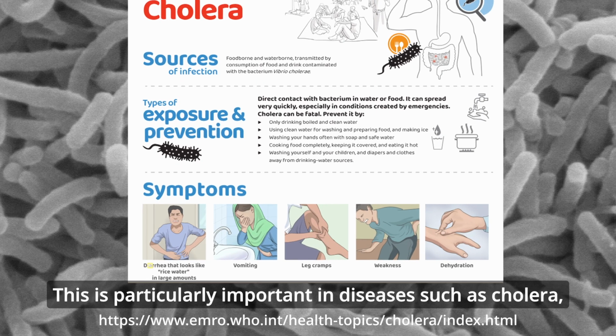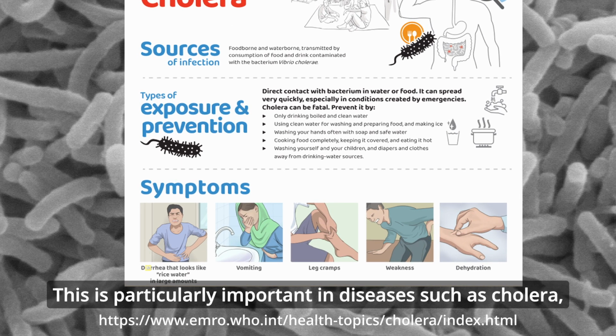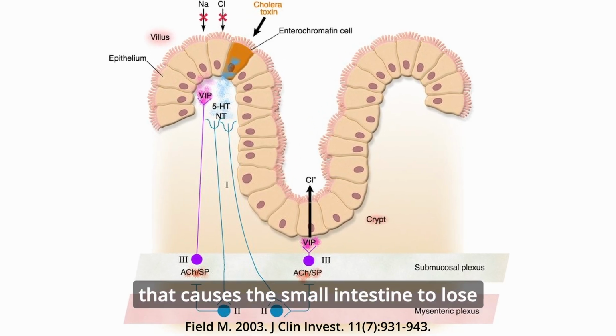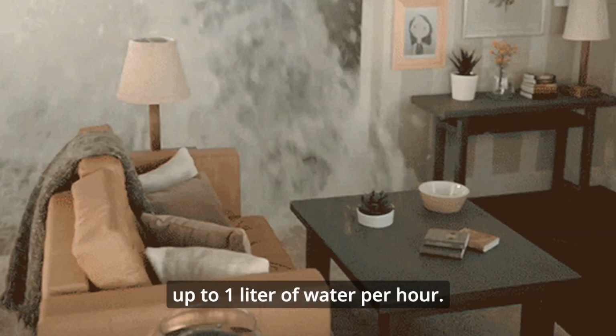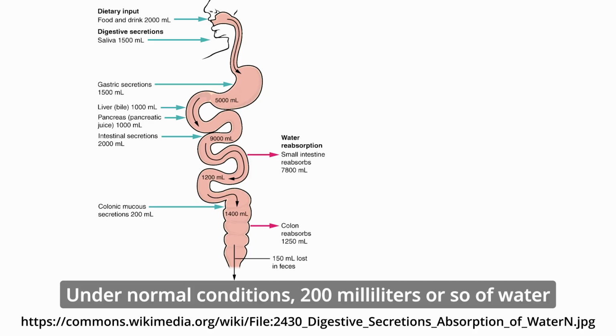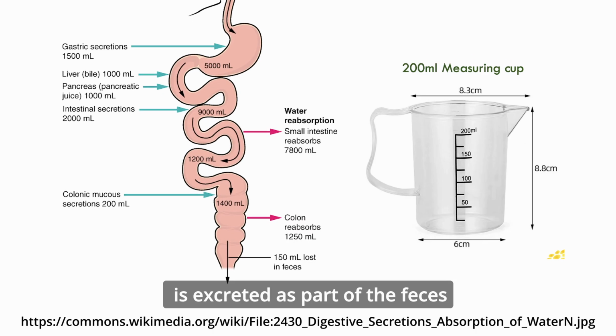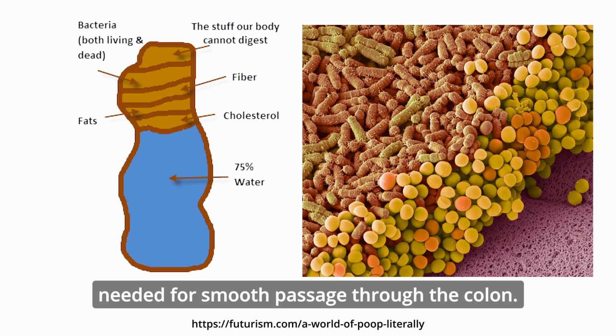This is particularly important in diseases such as cholera, in which Vibrio cholerae secretes an endotoxin that causes the small intestine to lose up to 1 liter of water per hour. Under normal conditions, 200 milliliters or so of water is excreted as part of the feces to maintain the semi-solid consistency needed for smooth passage through the colon.